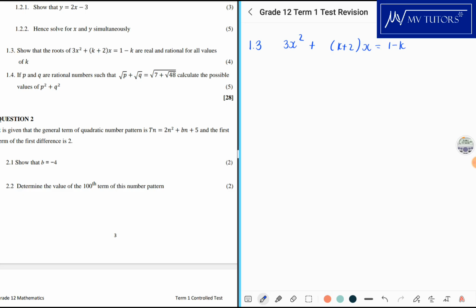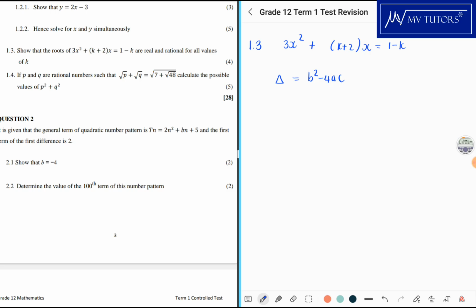As soon as you hear that, real, rational, unreal, irrational, etc., think about the discriminant. What is the discriminant? Well, basically that is b squared minus 4ac. Remember, it comes from your quadratic formula. It is the expression under the square root of your quadratic formula. And the discriminant basically tells us the nature of roots in a quadratic equation.